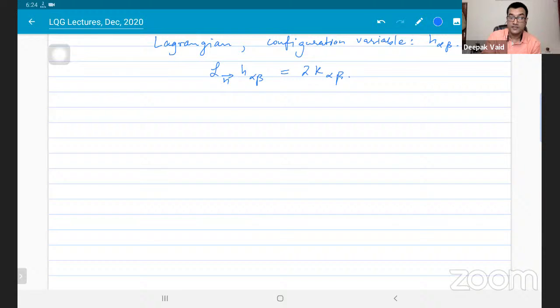I see any raised hands? Maybe. No. Okay. All right. So I suppose the feeling is that you all want to get to the meat of the matter, right? You all want to get to talk about loop quantum gravity.